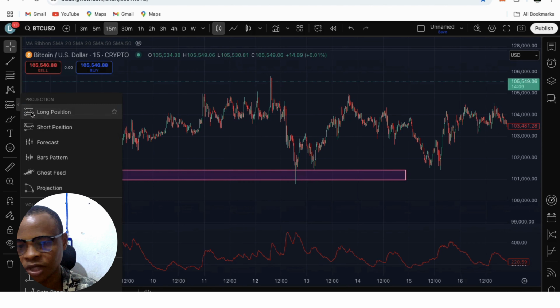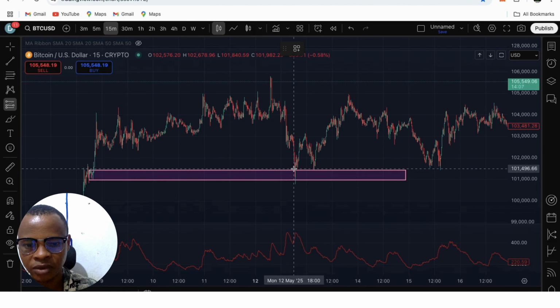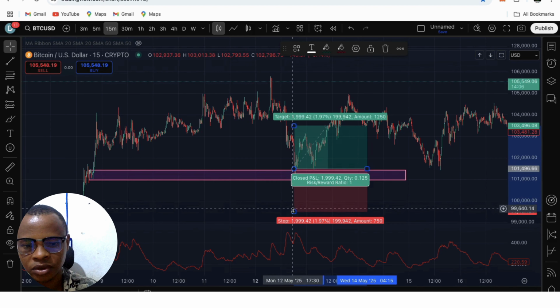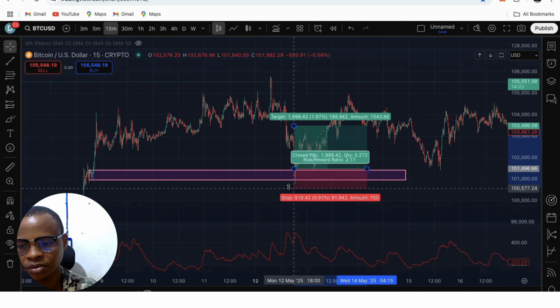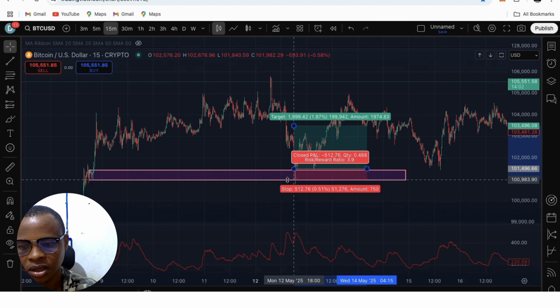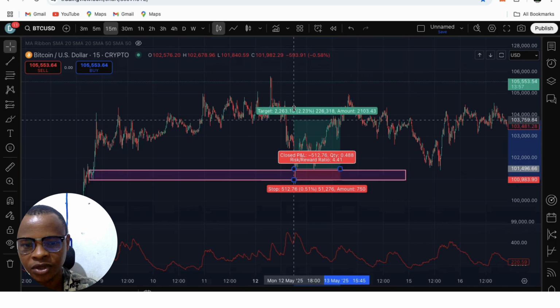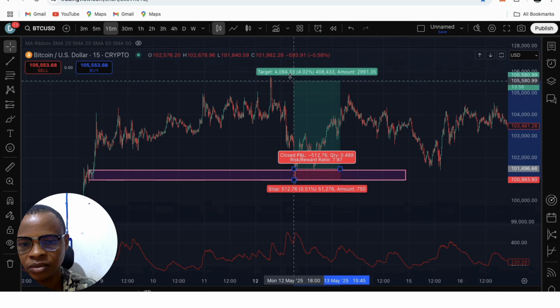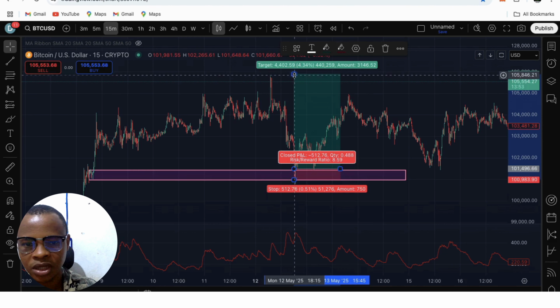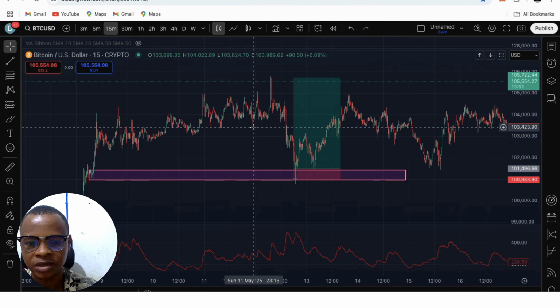Now let's look at it. If we are to place our long position, just like we have been told, we place our long position somewhere here, and our stop loss is supposed to be below our entire candle, or rather the inducement candle, which is here. And our take profit is often the high before the pullback. Now this is the high before the pullback.